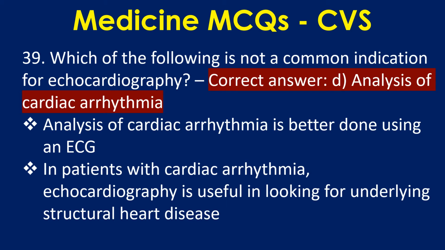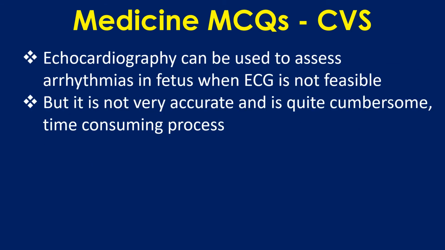Analysis of cardiac arrhythmia is better done using an ECG. In patients with cardiac arrhythmia, echocardiography is useful in looking for underlying structural heart disease. Echocardiography can be used to assess arrhythmias in fetus when ECG is not feasible. But it is not very accurate and is quite a cumbersome, time-consuming process.